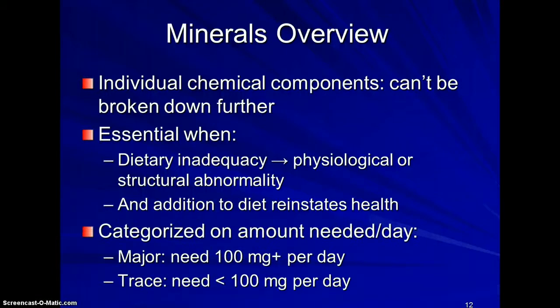The way that we categorize minerals is based on the amount. So it's not based on being water or fat soluble, but rather how much the body needs per day. A major mineral like calcium we require in quantities greater than 100 milligrams. A trace mineral, like say iron or zinc, we actually need in very small quantities, in some cases in single-digit milligram quantities. So iron, for example, the average male only needs 8 milligrams of iron. The average female only needs 8 milligrams of zinc. So we're talking about tiny, tiny amounts.